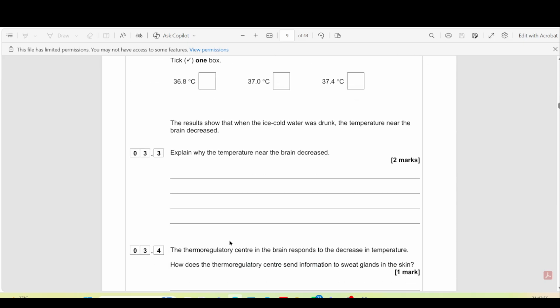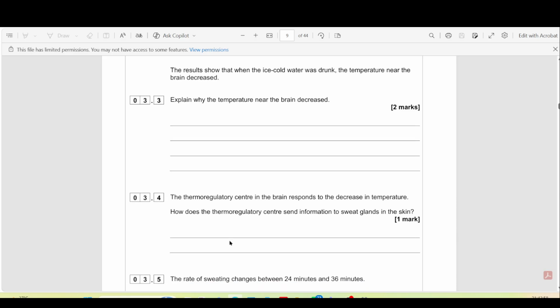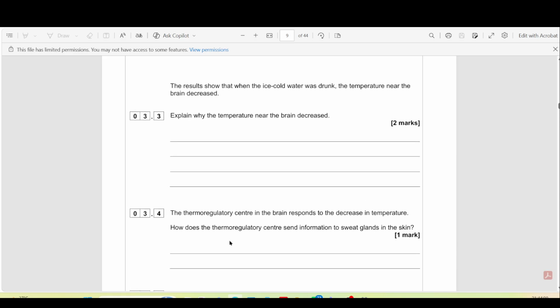Why is it near the brain though? Because when ice cold water enters the stomach, thermal energy is transferred from surrounding blood to the cold water, and the blood cooled by this process circulates the body. As this cooler blood reaches the brain, it absorbs heat from the brain. That's why the temperature drops in that area.